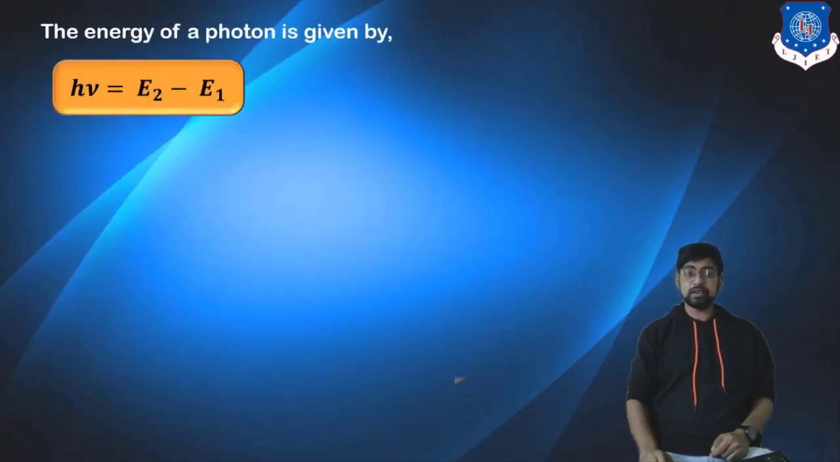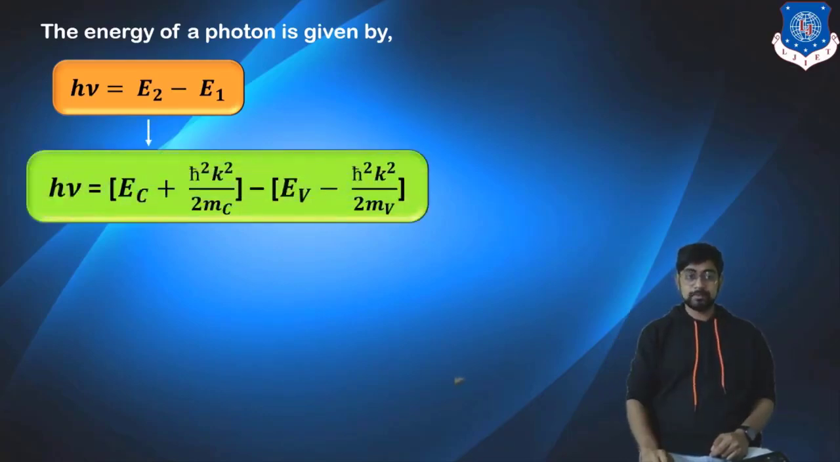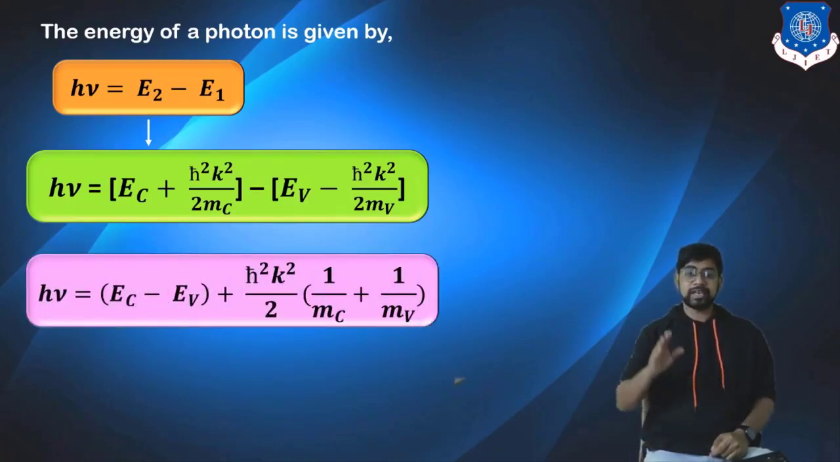Now, after that, the energy of the photon is given by what? That is hv. And what is hv? hv is the energy difference between the two energy levels, the higher and the lower energy level. So you can say that hv equals E2 minus E1. Now we are replacing the values of E2 as well as E1. After replacing, we take the common terms out, and you get EC minus EV plus h cap square k square upon 2 into (1 upon mc plus 1 upon mv).